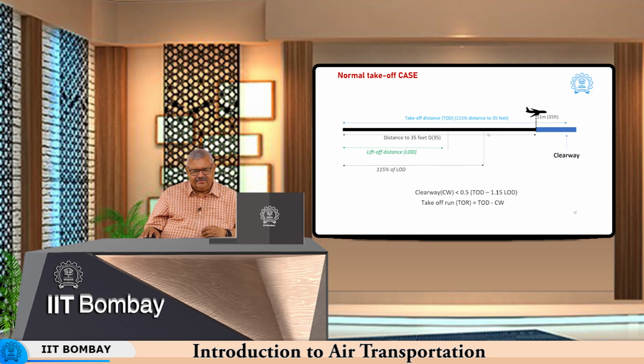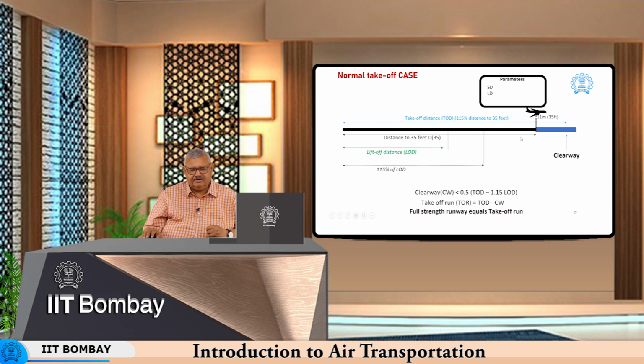Another piece of information is that the clearway is less than half of TOD minus 1.15 LOD, and the takeoff run will be TOD minus CW, which is fine. So, the full strength runway that is required will be equal to the takeoff run, from here to the place where the aircraft takes off.